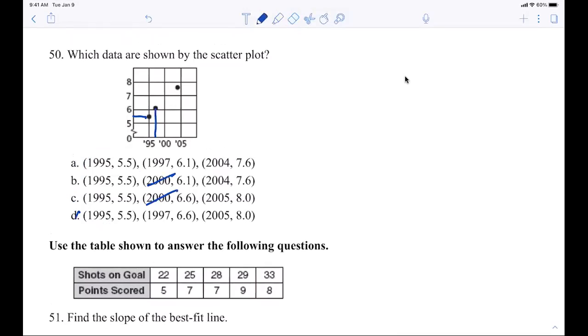B and C are out. Now, 2005 or 2004? 2004, right? So the correct answer is A. Everybody okay with that? That's just being careful plotting points.